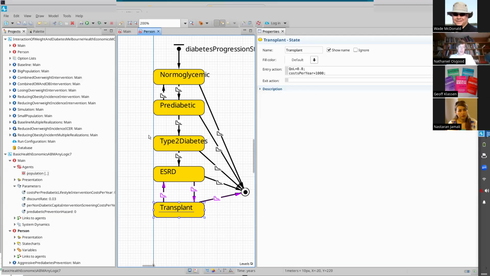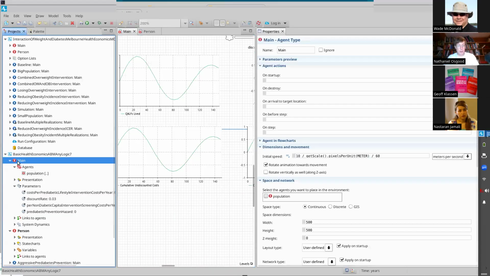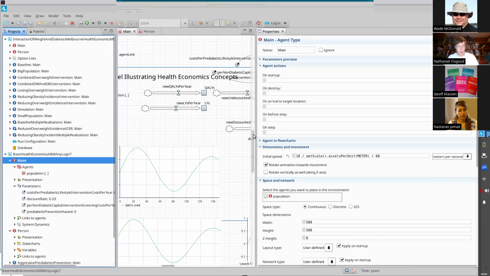Because right now it may seem, very understandably, mysterious. Like we have a 2,000 cost per year, but how does that become an accumulating cost? And how does quality of life declared here for the state end up turning into quality adjusted life years imposed at an aggregate level? So let's go see this. Let's go down to Main. So we're going to click on Main.